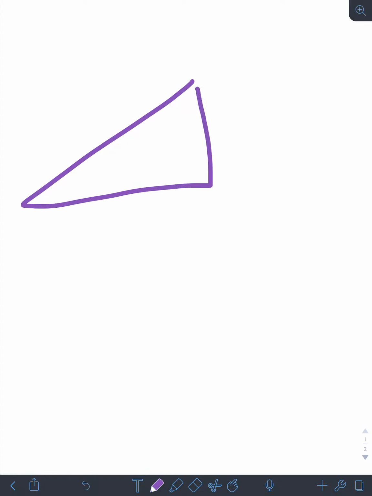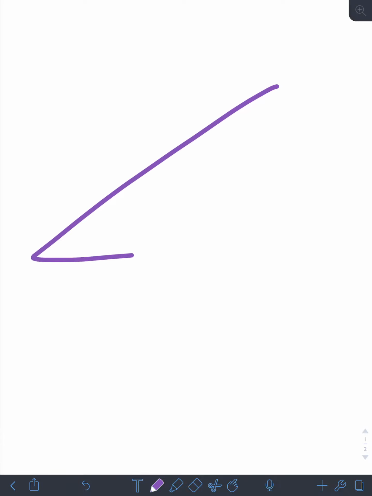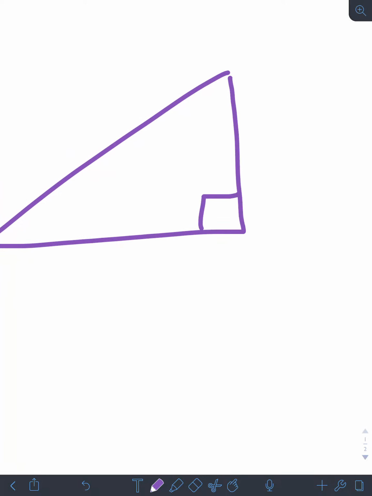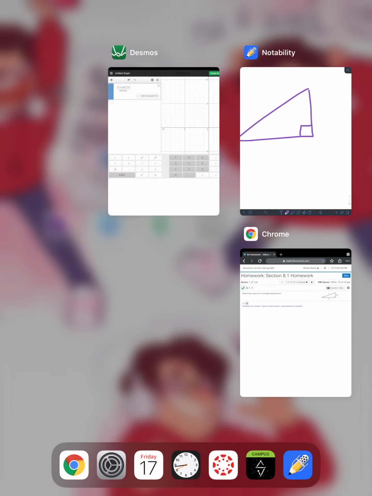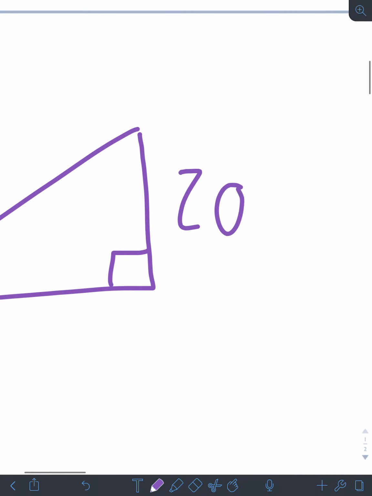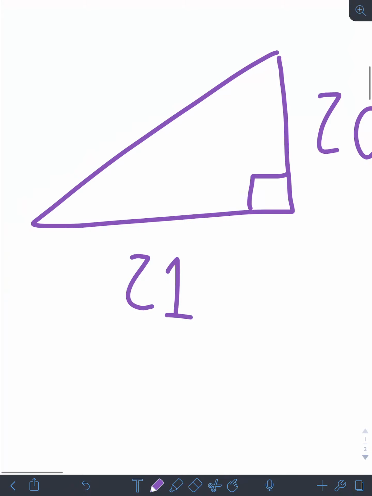Okay, so we just have this triangle. So it has a right angle here. I'm going to redraw that because that was kind of sucky. There you are. Okay. So we have a 90-degree angle here. So this side was 20, and this side was 21.